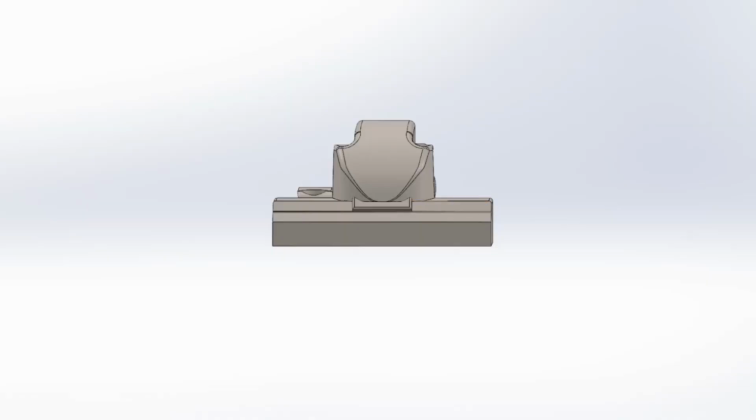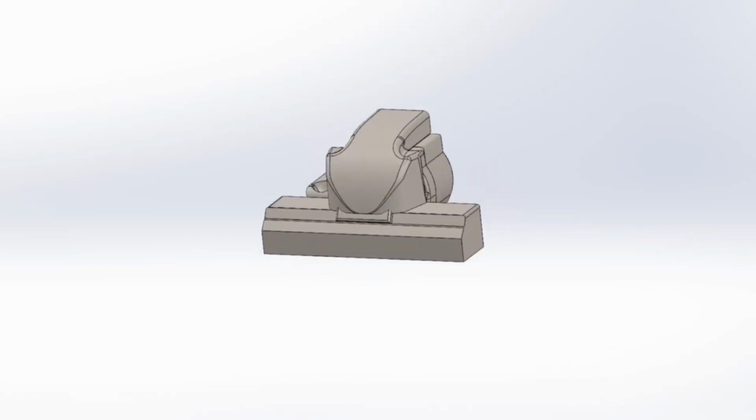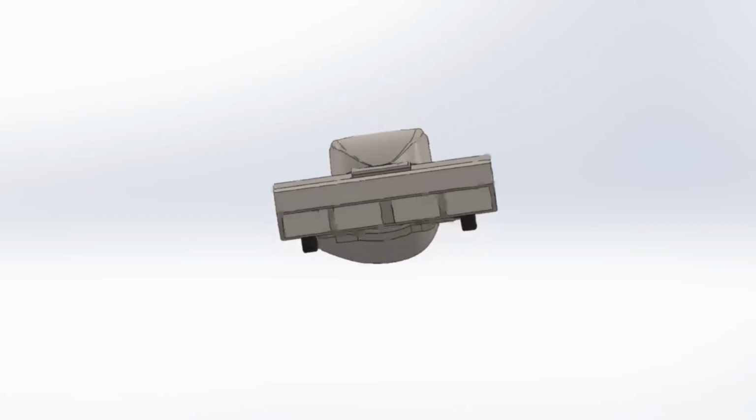What you see here is the CAD model of our system. Our system is a vacuum cleaner, and today we will be dissecting it. First, let's look at the entrance.